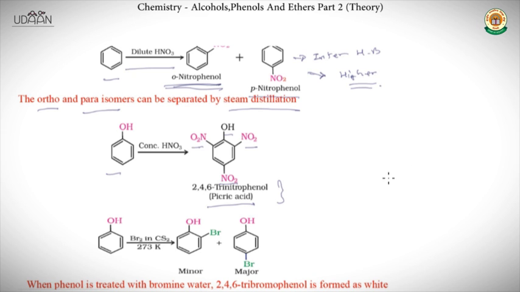Then again, for getting only one product, here we are getting a ratio of around 53% to 47%, and hence there is nothing like major or minor in this. So if we want something major, like if we want the para isomer to be major, we use Br2 in CS2 at 273 Kelvin. It is room temperature. In this we get the para isomer as the major compound.